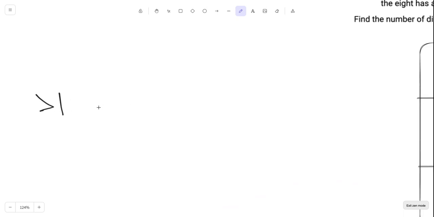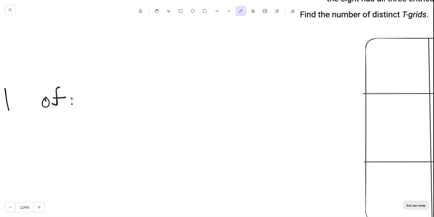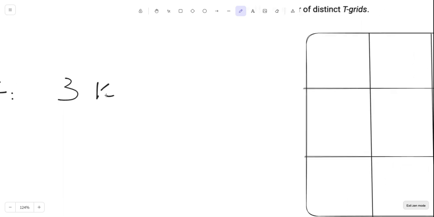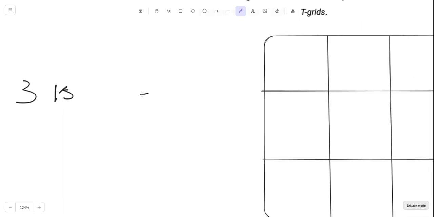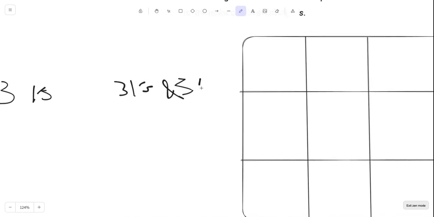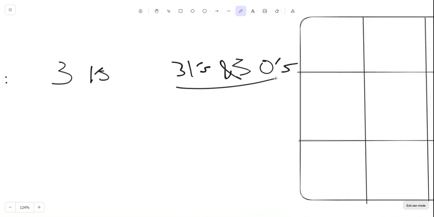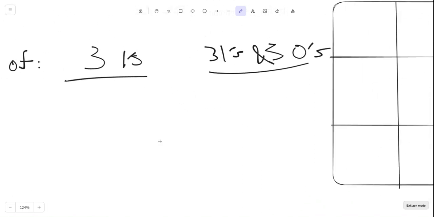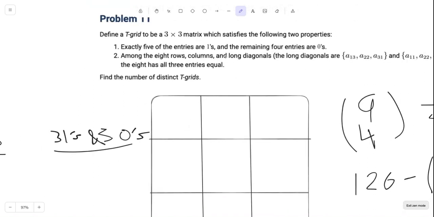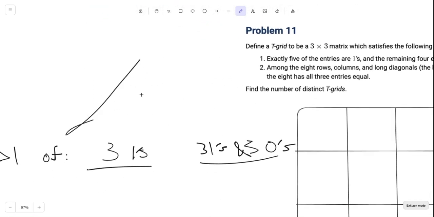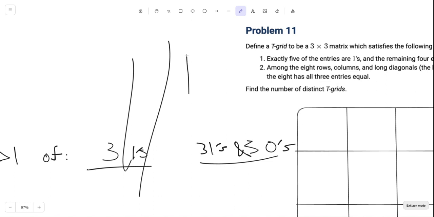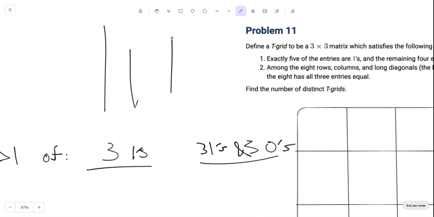So we want the cases where there's more than one 3 in a row of 1s, or 3 1s in a row and 3 zeros in a row. So we want 3 1s in a row twice, or we want 3 1s and 3 zeros. These both violate it. We cannot have 3 cases of 3 1s in a row in any way, or the same for zeros.